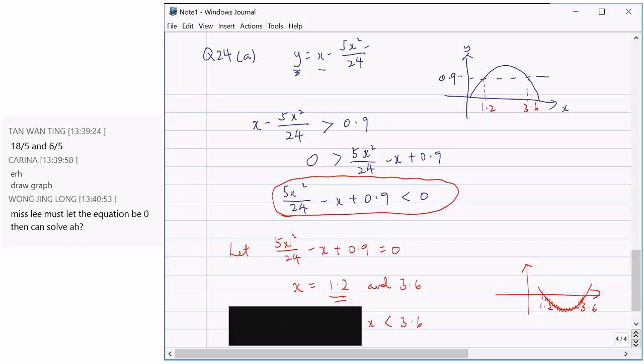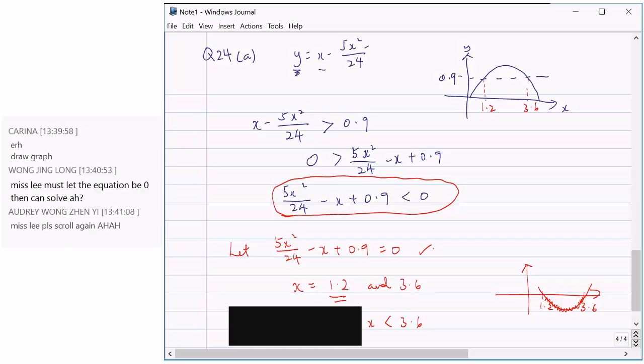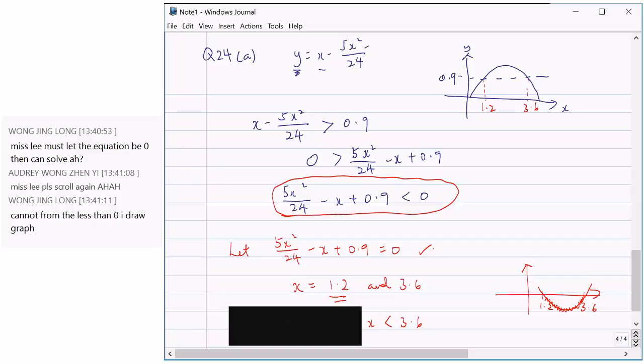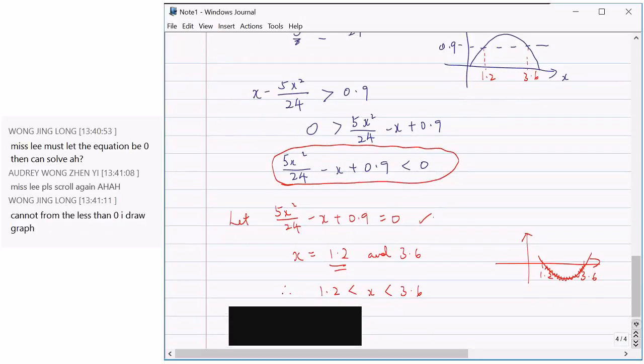Jinglong, please do this step in case the marking scheme requires you to equate to 0. I don't know whether they will allocate specific marks. If you don't do it, they may not give you the mark.